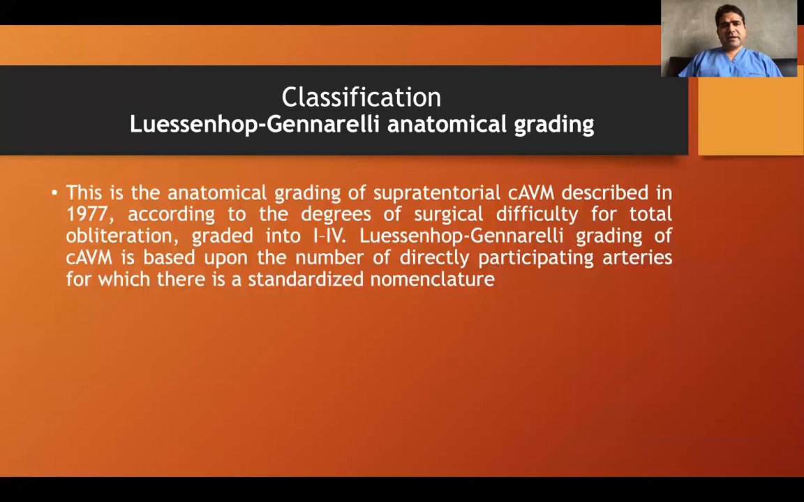There are multiple classification systems for AVM, and the Luessenhop-Gennarelli anatomical grading is one of the oldest classifications. This is the anatomical grading of supratentorial cerebral AVM described in 1977, according to the degree of surgical difficulty for total obliteration, which was graded from 1 to 4. This Luessenhop-Gennarelli grading of cerebral AVM is based upon the number of directly participating arteries, for which there is standardized nomenclature.